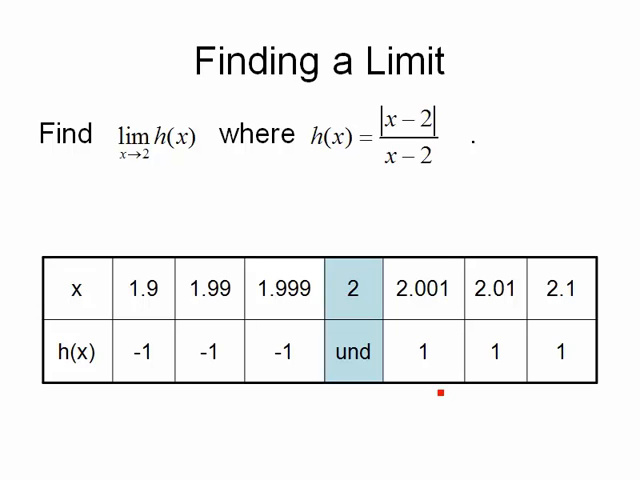Right away, I notice that I'm getting the exact same values on the left-hand side, always negative 1. On the right-hand side, I'm always getting positive 1. So right away, my one-sided limits make sense. As I approach 2 from the left-hand side, I'm getting negative 1. As I approach 2 from the right-hand side, I'm getting positive 1. But do those one-sided limits match? Nope. So what that means is since from one side I'm getting negative 1, from one side I'm getting positive 1, the two-sided limit does not exist.